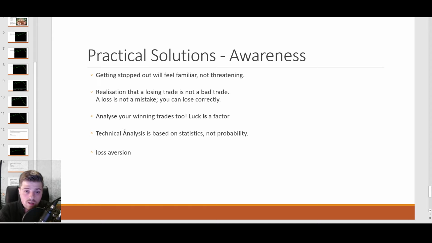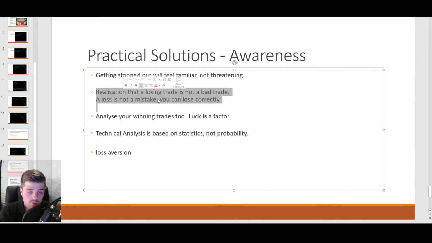So when you start being consciously aware of what's happening every trade, your state of mind before every trade, getting stopped out will feel more familiar than it is threatening. Getting stopped out is a part of trading. Taking losses is a part of trading. This comes back to when I mentioned that a losing trade is not a bad trade.